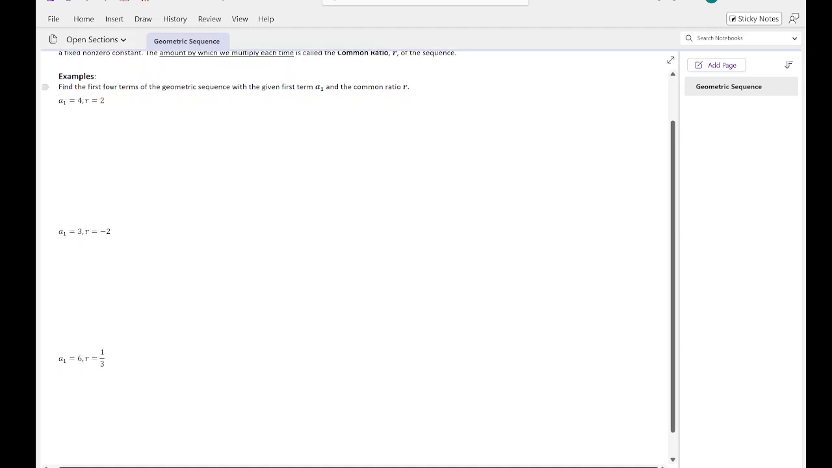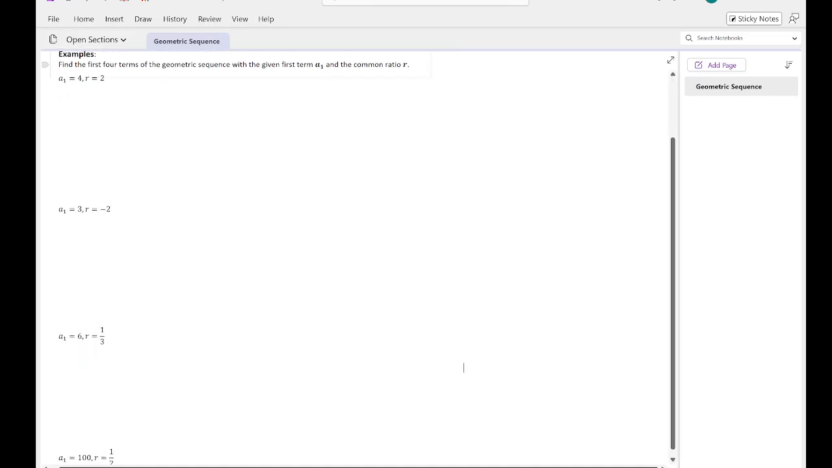We are going to find the first four terms of the geometric sequence with the given first term a sub 1 and the common ratio R. So first term obviously is going to be a sub 1, so a sub 1 equals 4, easy enough. Now we're going to go to the next term, which is going to be a sub 2, and that is going to be the first term multiplied by the common ratio, 2, which will give us 8.